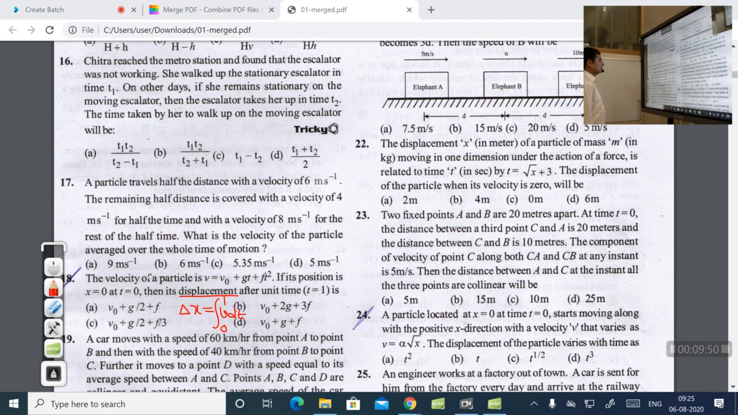Okay, students. So let us do this one. Then is displacement after unit time. So first write down the equation. V is equal to v naught plus gt plus ft square.